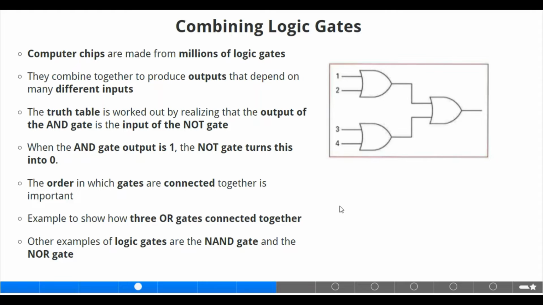When the AND gate output is 1, the NOT gate turns this into what? That's 0. That is the what? Output. The order in which gates are connected together is very important. An example showing how 3 OR gates are connected together is described in this what? Diagram. Okay, other examples of logic gates are the NAND gate and the NOR gate.